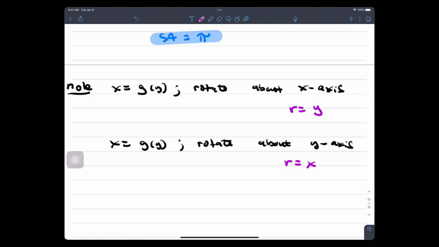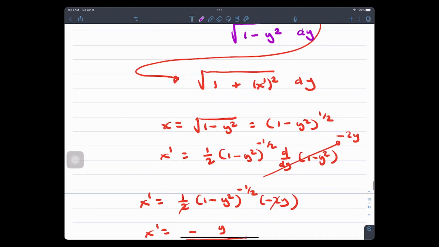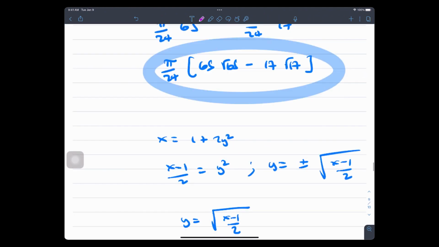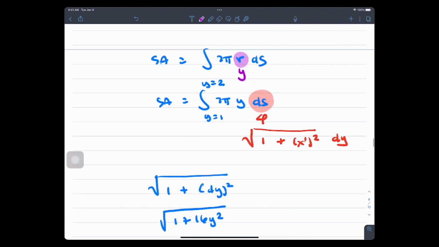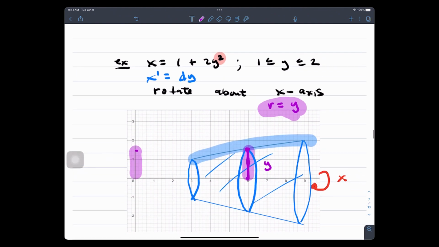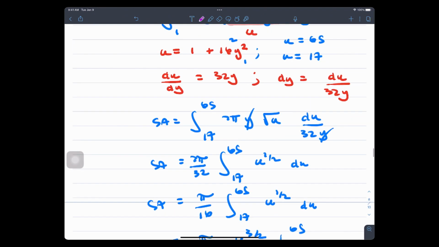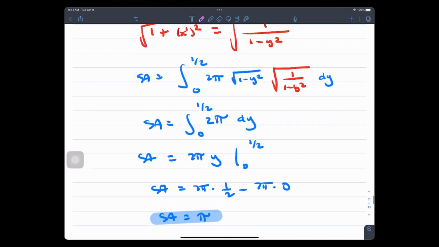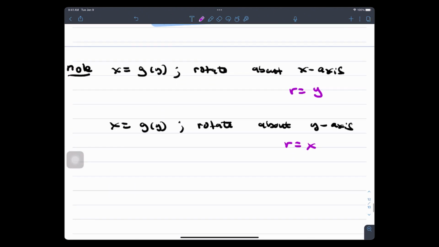Was that true? Let's go back and double check. Rotated about the y-axis, what was the radius? X. Rotate about the x-axis, what's your radius? Y. Okay, you guys okay with that one? Another example.